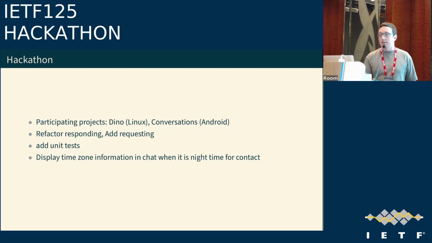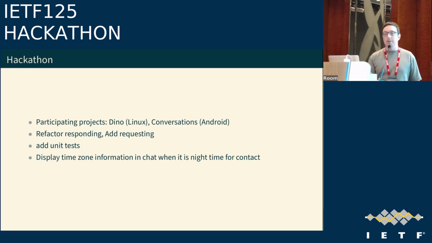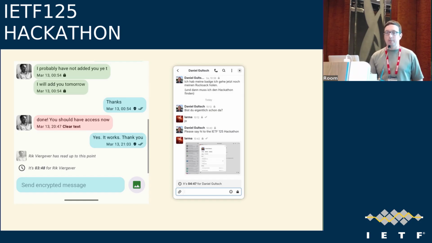So during the hackathon, two XMPP clients, Dino, a Linux client, and Conversations, an Android client, have been working on improving that a little bit. We refactored our code, added unit tests to the responding part, and added support for requesting the time zone information of a contact, and then also added display information of what time zone a contact is in. And this is how it looks: if it's nighttime for my contact, I'm showing a little warning in the chat screen so that I can think twice about whether or not I want to get in contact with them now.